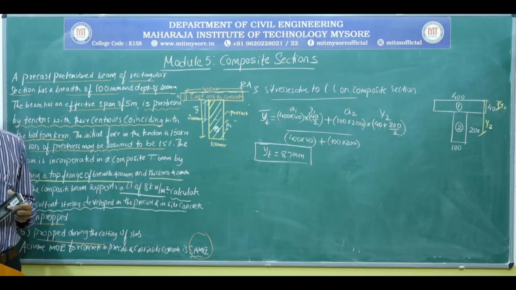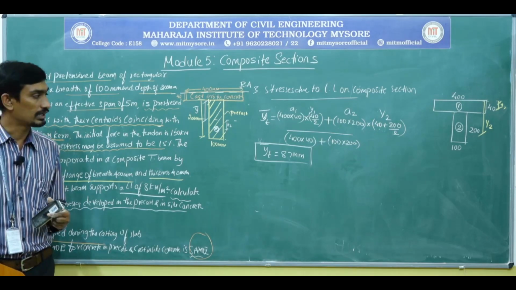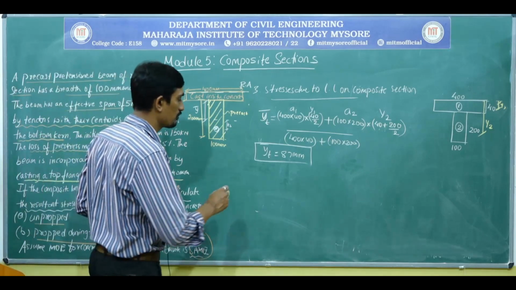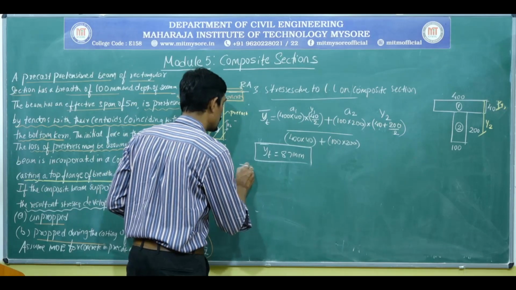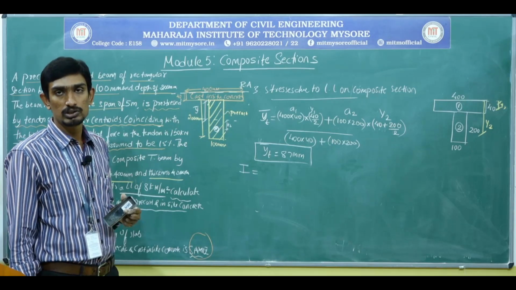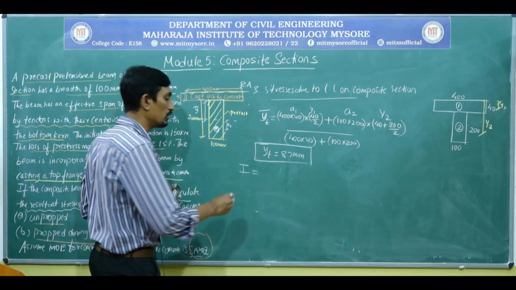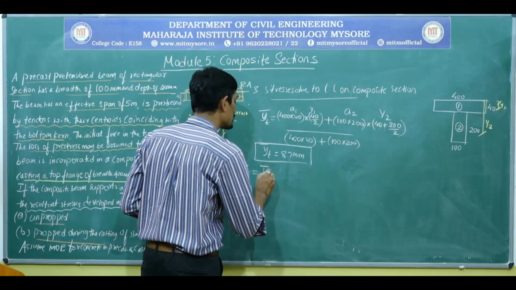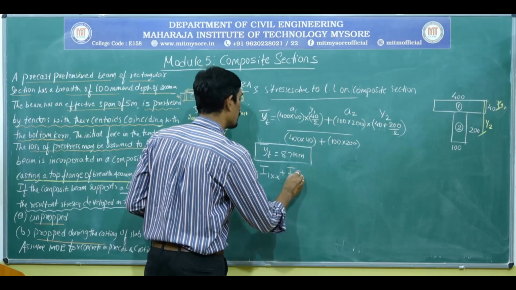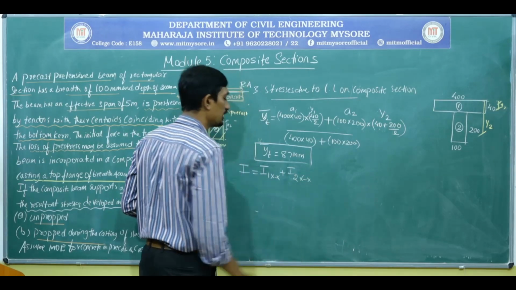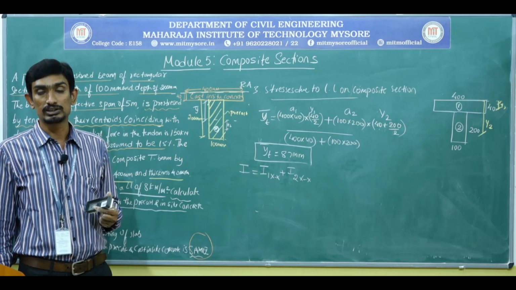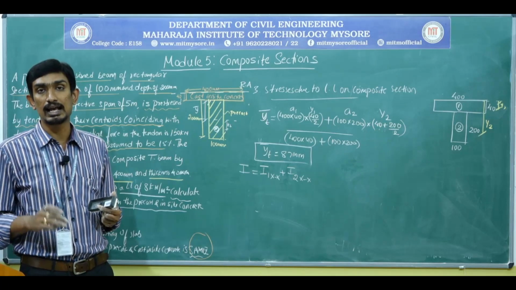So this is your Y top. Did you get my point? Please substitute and check whether the answer is right. Now coming to the moment of inertia. We require the moment of inertia about the centroidal axis. Always we are going to calculate the moment of inertia about the centroidal axis. So I is equal to the moment of inertia of the first section about the centroidal axis xx plus the moment of inertia of the second section about the centroidal axis xx, where the centroidal axis represents the xx axis.